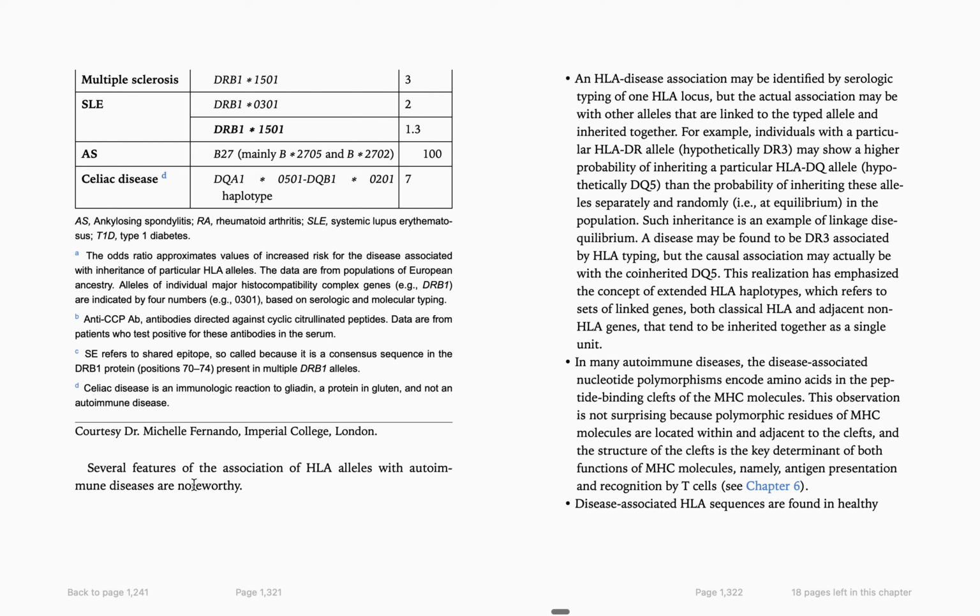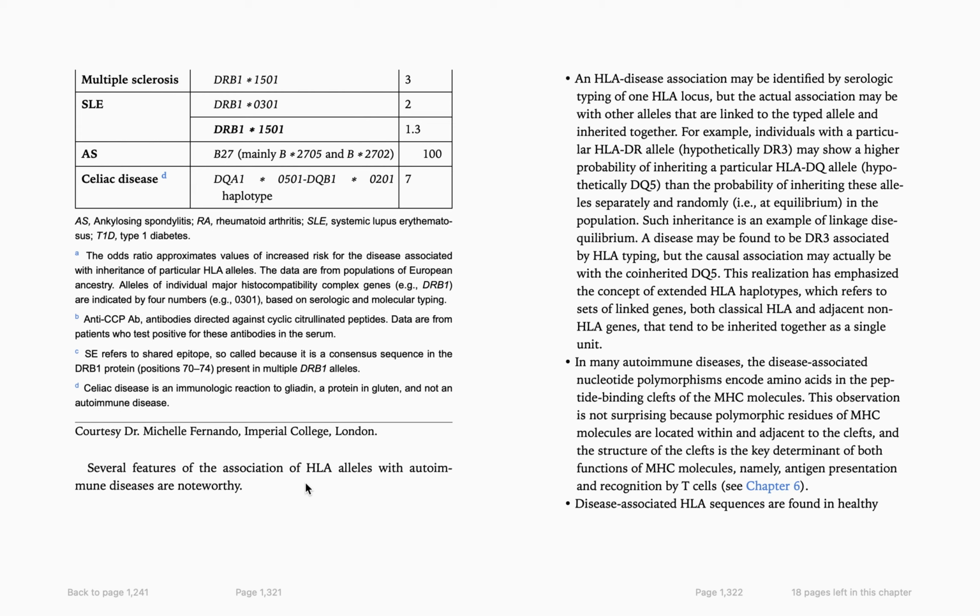So we continue. Several features of the association of HLA alleles with autoimmune disease are noteworthy. An HLA disease association may be identified by serological typing of the HLA locus, but the actual association may be with other alleles that are linked to the typed alleles and inherited together. For example, individuals with particular HLA DR alleles, hypothetical DR3, may show a higher probability of inheriting a particular HLA DQ allele, hypothetical DQ5, than the probability of inheriting these alleles separately and randomly at equilibrium in the population. Such inheritance is an example of linkage disequilibrium.